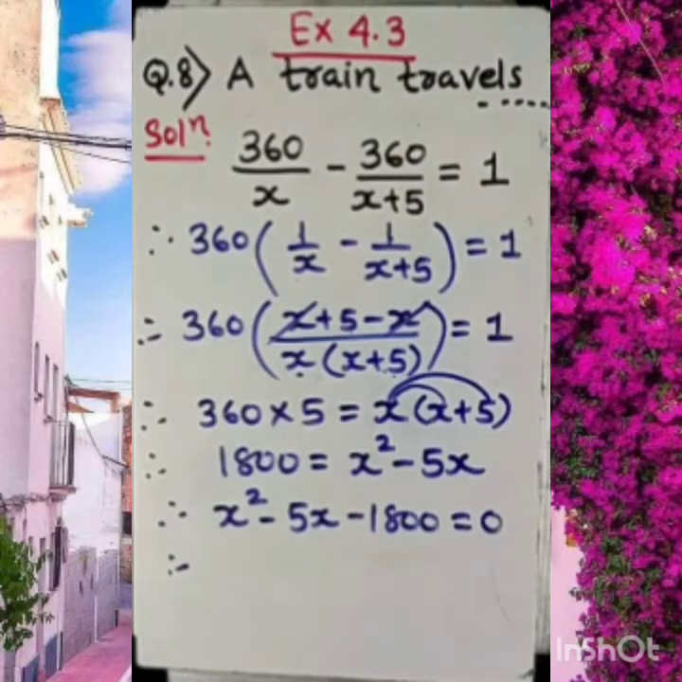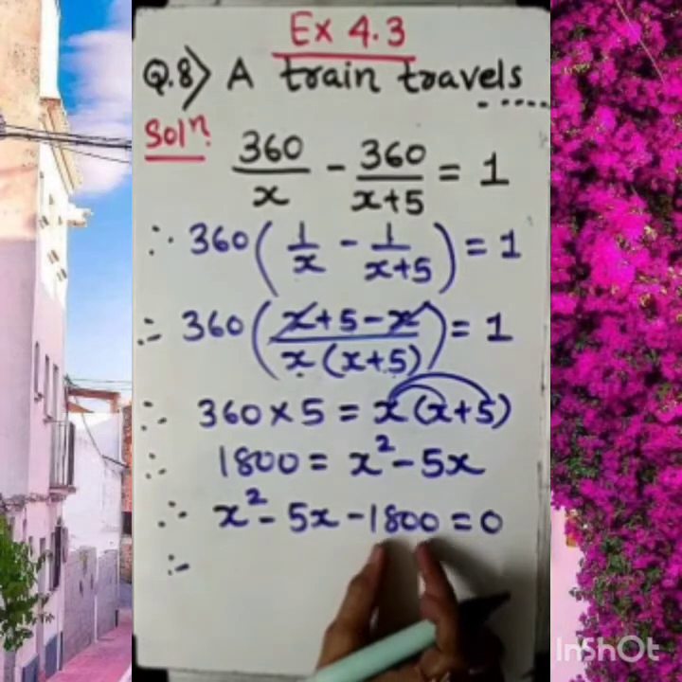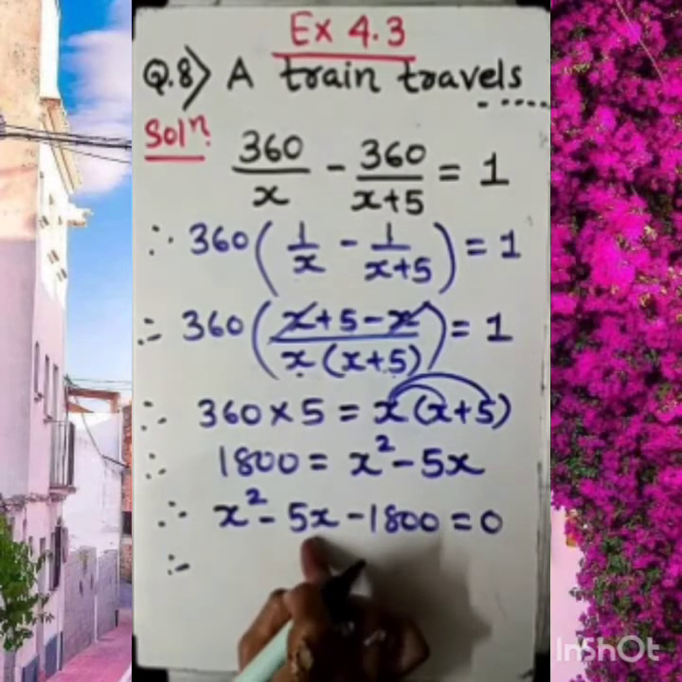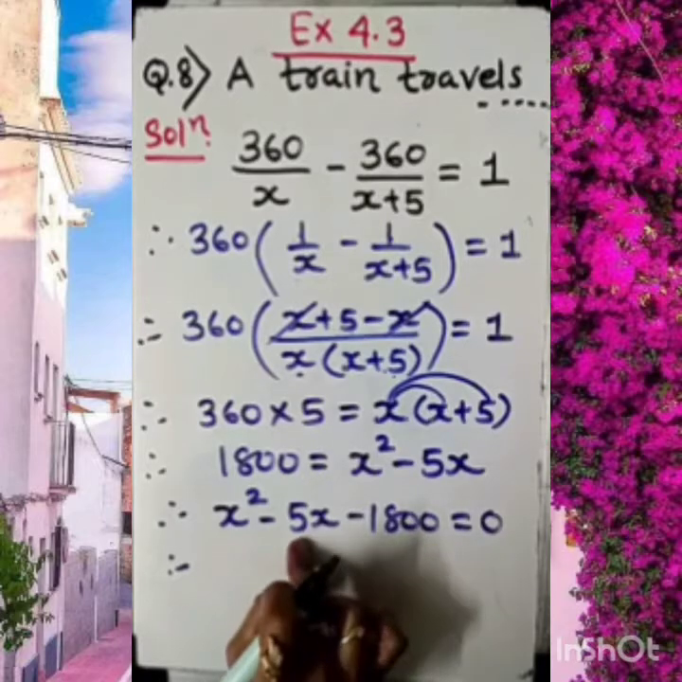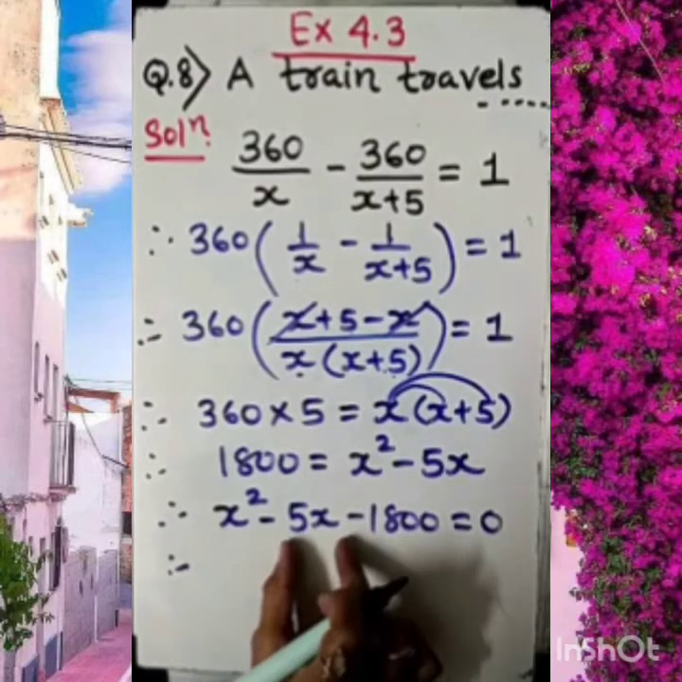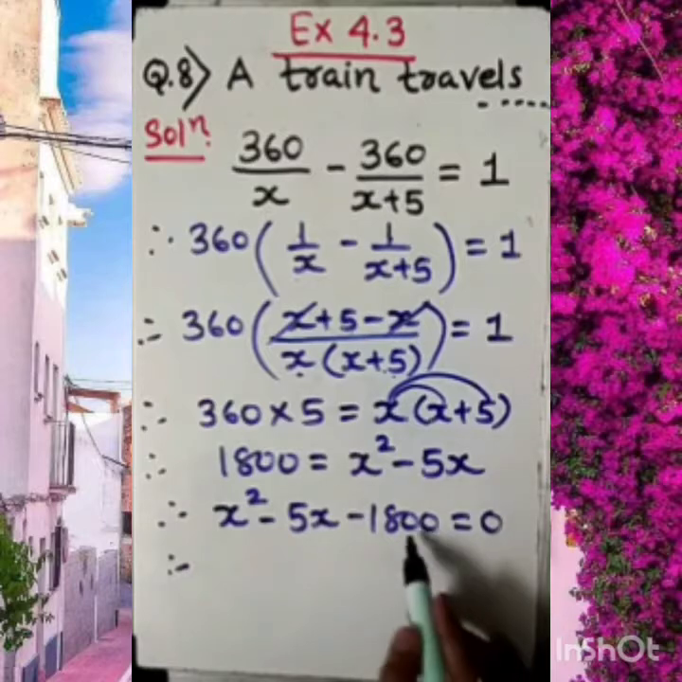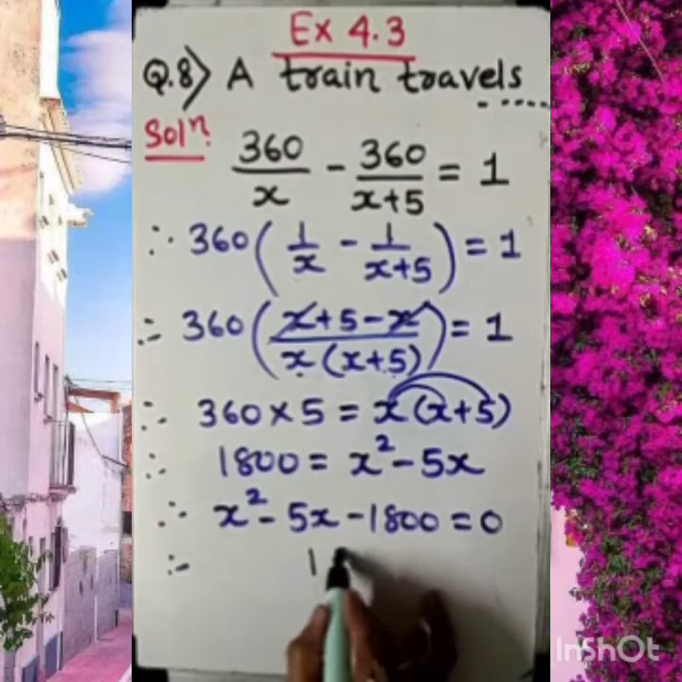So my dear student, here for 1800 we want the factors of 1800 such that they have a difference of 5. It's very easy. The factors of 1800, here I am mentioning 1800.